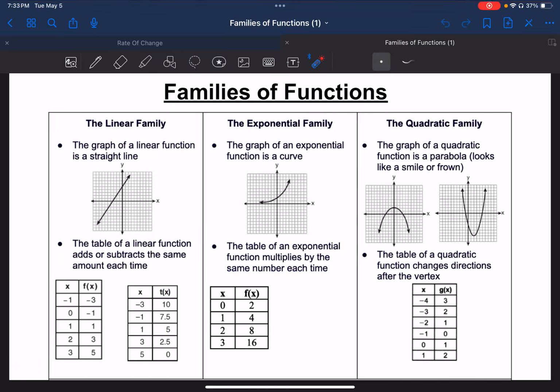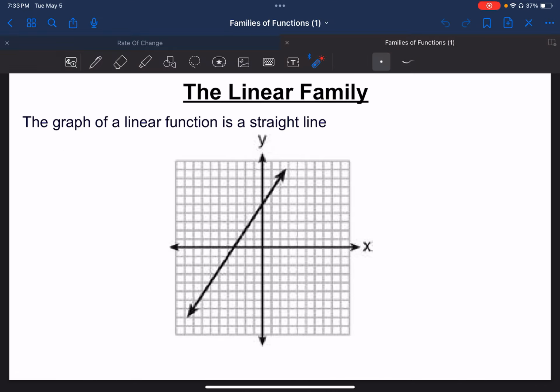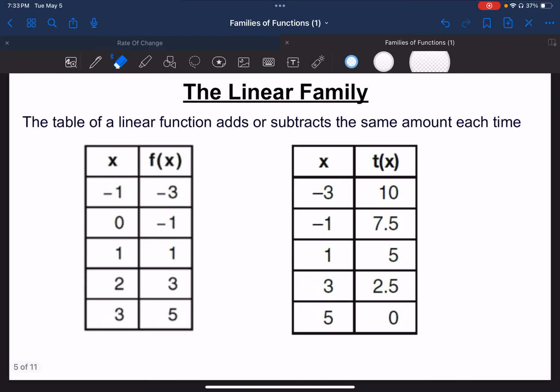So the linear family. On the graph, the graph of a linear function is just a straight line. That's all that it looks like, just a straight line. It could go this way or this way. But if it's a straight line, then it is a linear function. Okay. Then we have the table of a linear function.